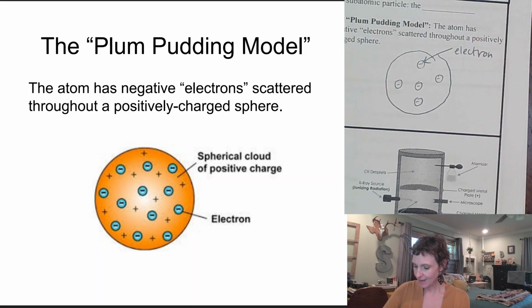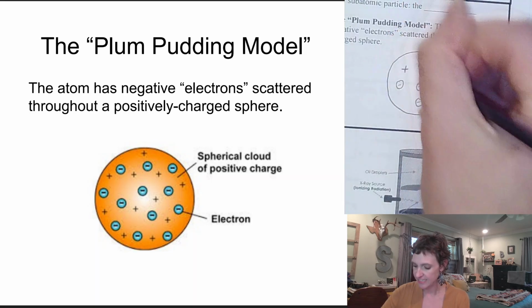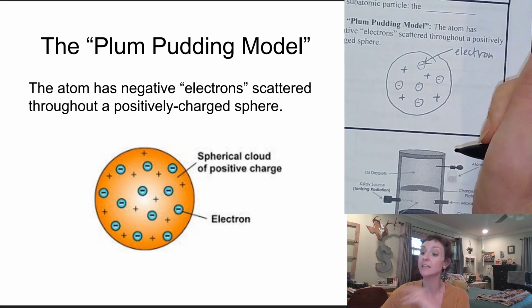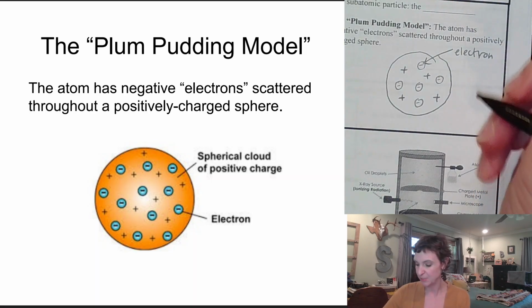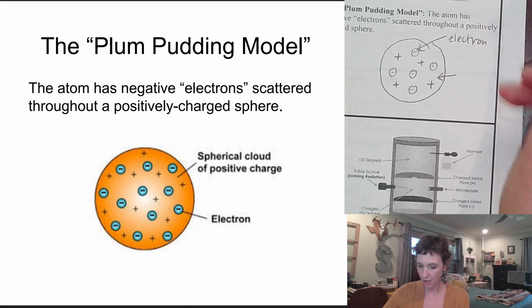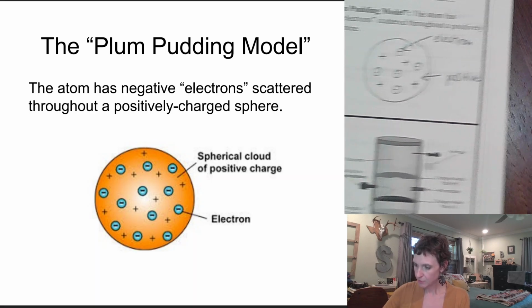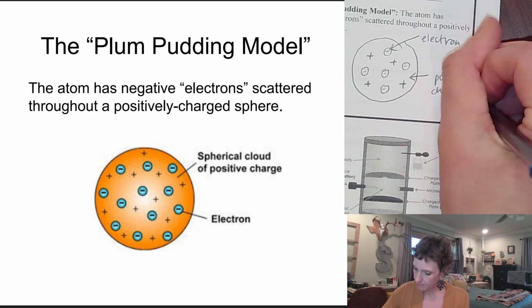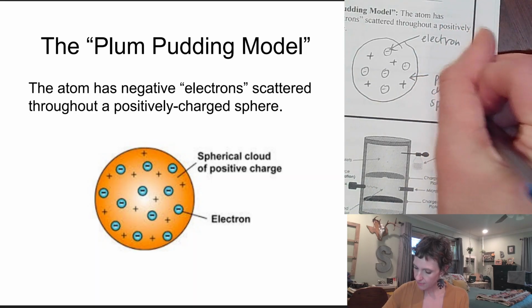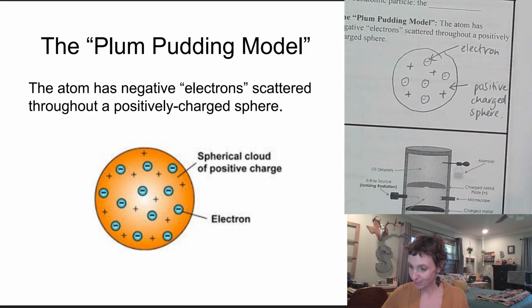Now, in order for those electrons to be stuck in there, we know that different charges attract each other and like charges repel. You just can't have a ball full of negatively charged particles. They're going to explode apart. So he needed to have this buffer region, the sphere part of the atom to which these electrons were stuck, had to have some sort of positive charge. So we're going to call this a positively charged sphere. Okay, so that's the plum pudding model of the atom.